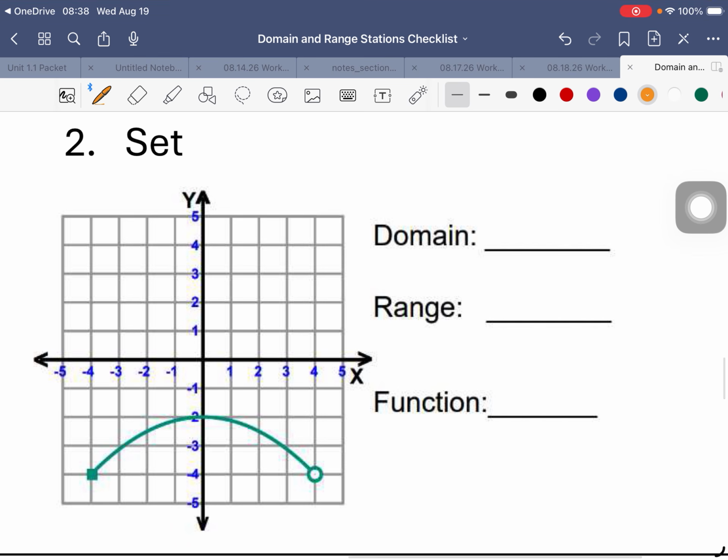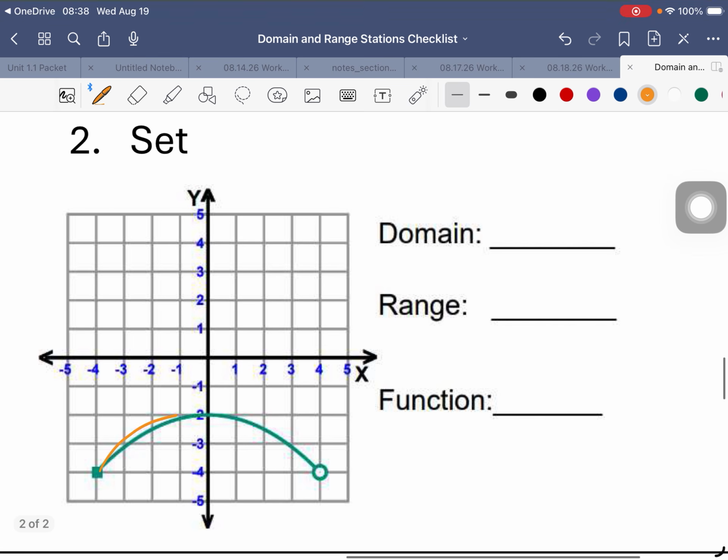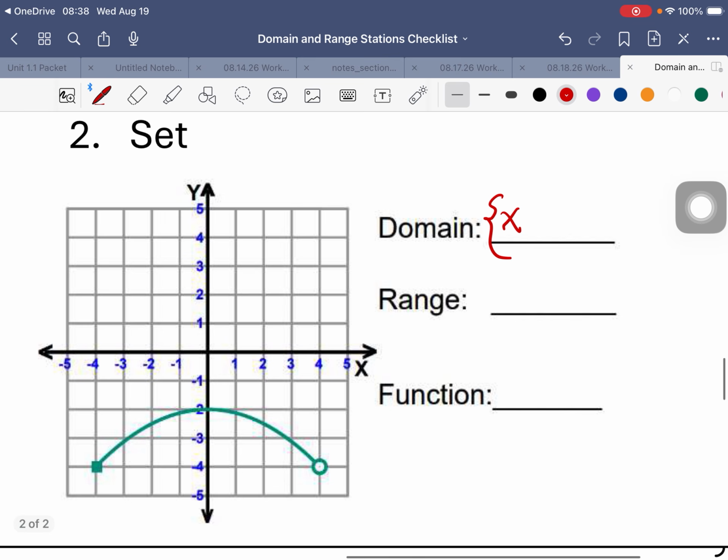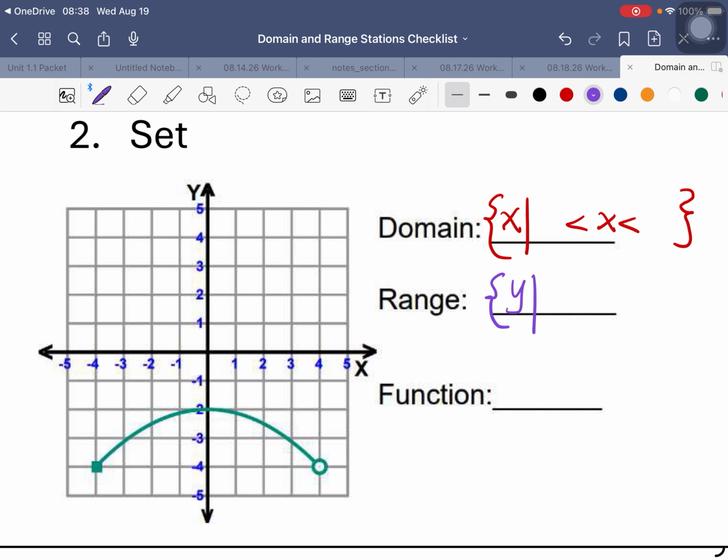For set notation, if we see the graph is continuous, before we even look at the domain and range, we can already write them down. For domain, we do the fancy bracket, x such that, and then x less than. Then I close the bracket. And for range, bracket, y such that y less than, close the bracket.